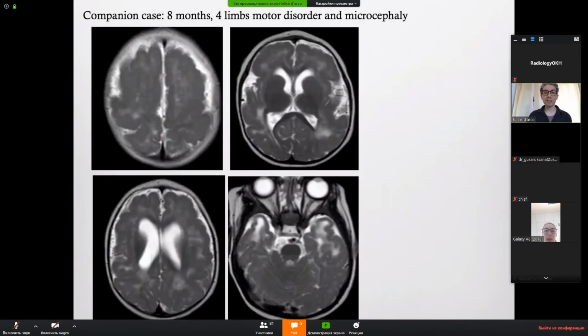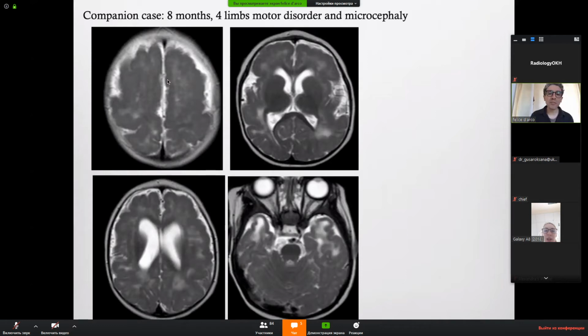Look at this case. 8 months, falling motor disorder, microcephaly again. You remember I showed you in the pattern recognition lecture on neurogenetic disorders all these temporal cysts or cystic-like structures that can be found in Aicardi-Goutières, in MLD, and in cytomegalovirus. So this is another example of cytomegalovirus.